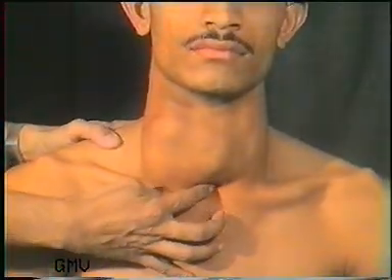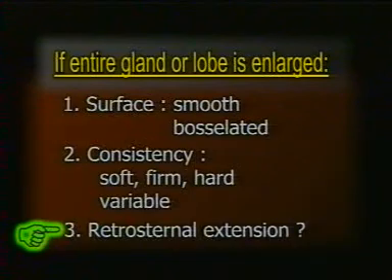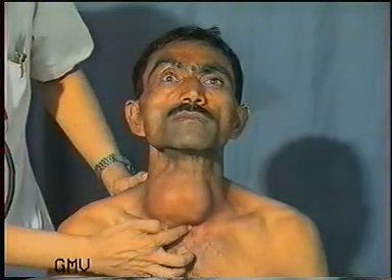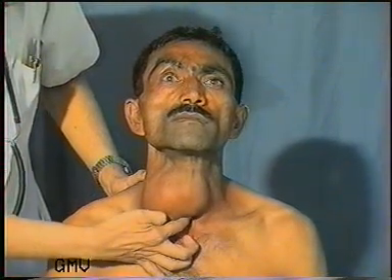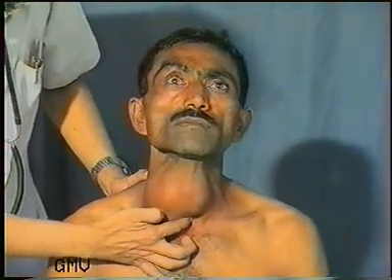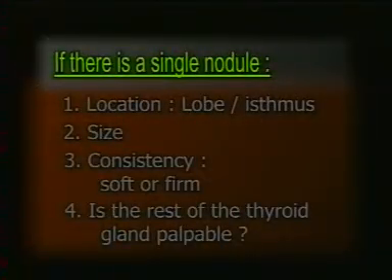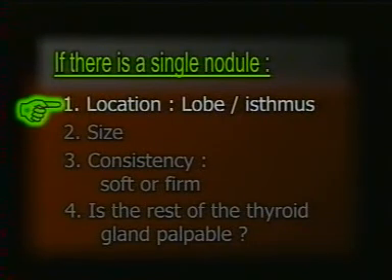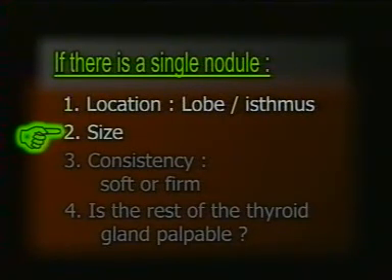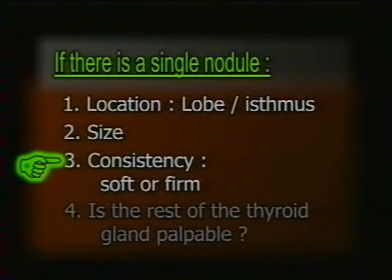Secondly, palpate the lower border very carefully during deglutition to determine the presence of a retrosternal extension. Palpation of tracheal rings above the suprasternal notch rules out a retrosternal extension. If it is a single nodule, note its position in the thyroid lobe or isthmus. Note its shape, measure its size and feel the consistency.